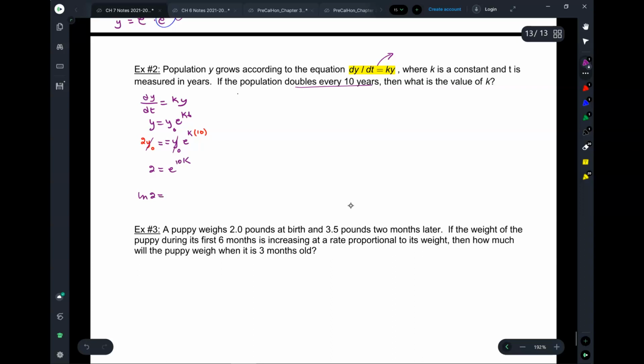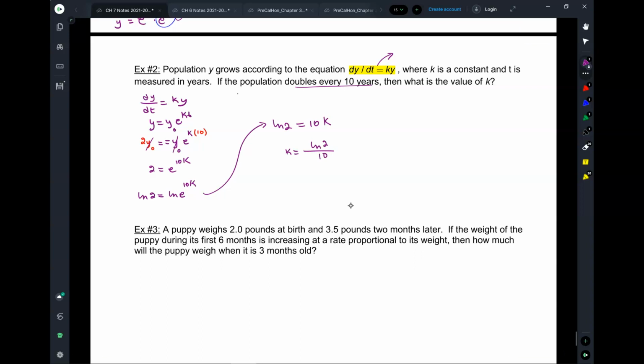ln of 2 is equal to ln of e to the 10k. So ln of 2 is equal to 10k. So what's k? Right, ln of 2 over 10. And if this is a non-calculator multiple choice question, which this could easily be, then you'll probably see it as ln of 2 over 10 in the answer choices.